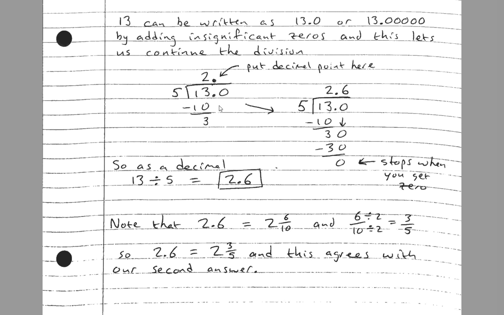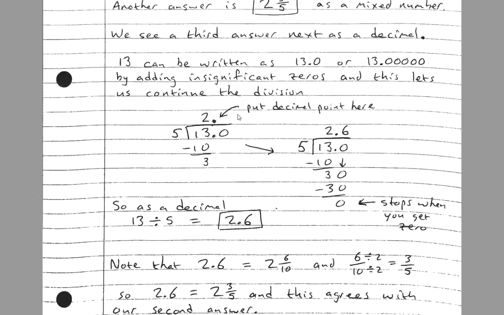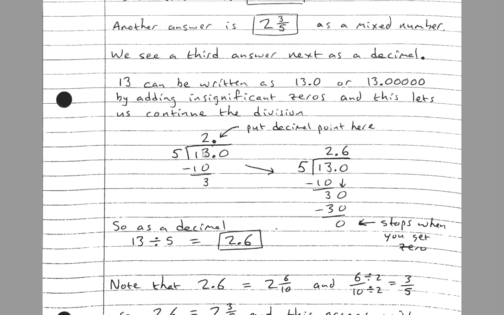So that's our main idea. When you're dividing a whole number or a decimal by a whole number, you can just add insignificant zeros to the right of the number you're dividing, and then get a decimal on the top here. Just make sure you're lining up the decimal points.